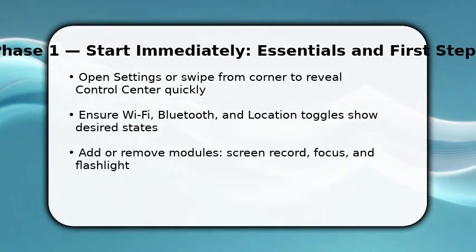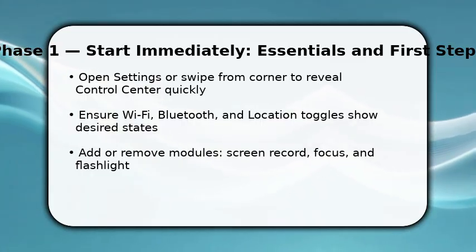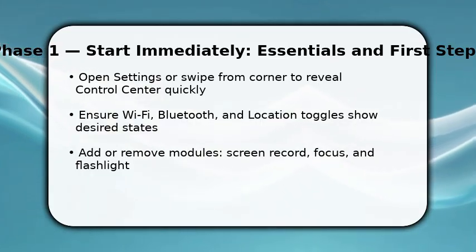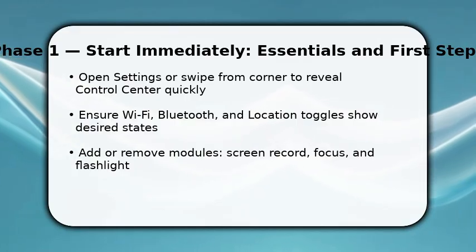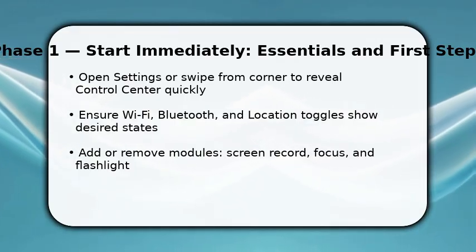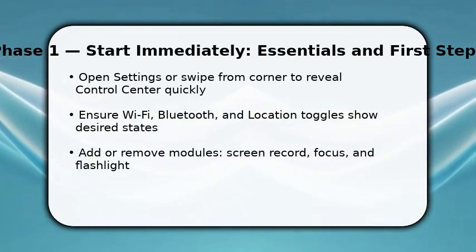Now add the modules you need. Go to Settings, choose Control Center, then tap the plus icons for screen record, focus, or flashlight. Doing this first saves time later and makes advanced tools available without digging through menus.